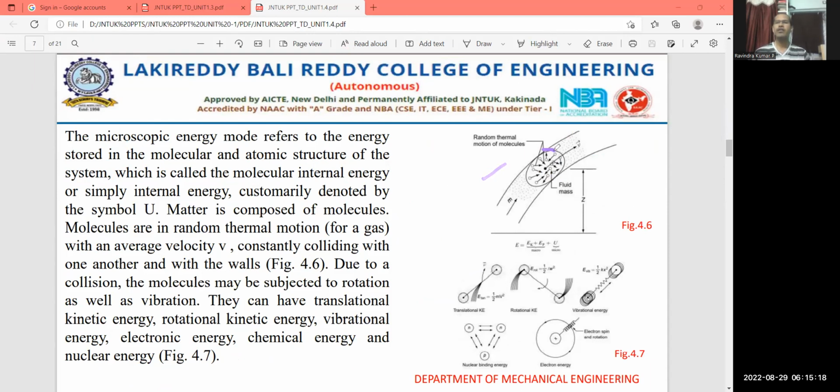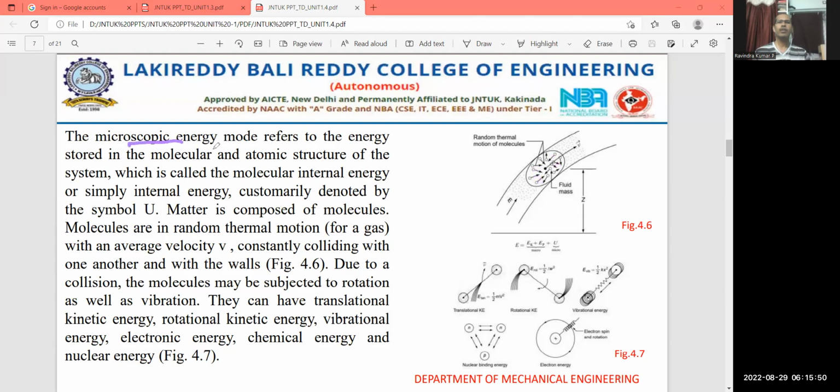See here, if you take one substance or matter, within it you can find the random thermal motion of the molecules. From the macroscopic point of view, there is the elevation level relative to some outside reference framework, a reference point. So this is the macroscopic energy, and this is the microscopic energy.